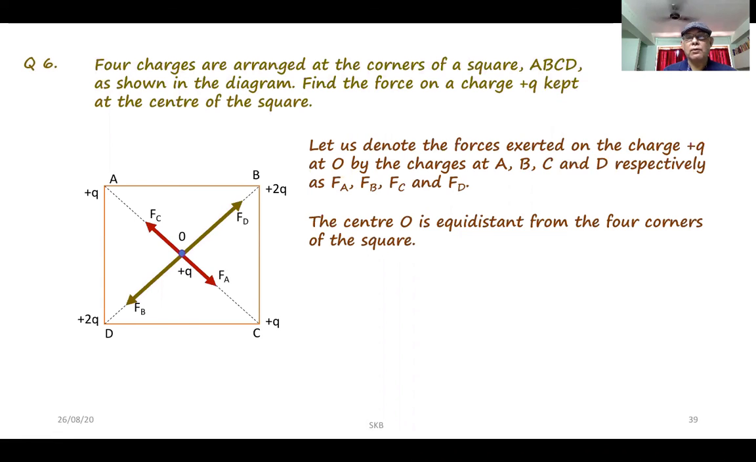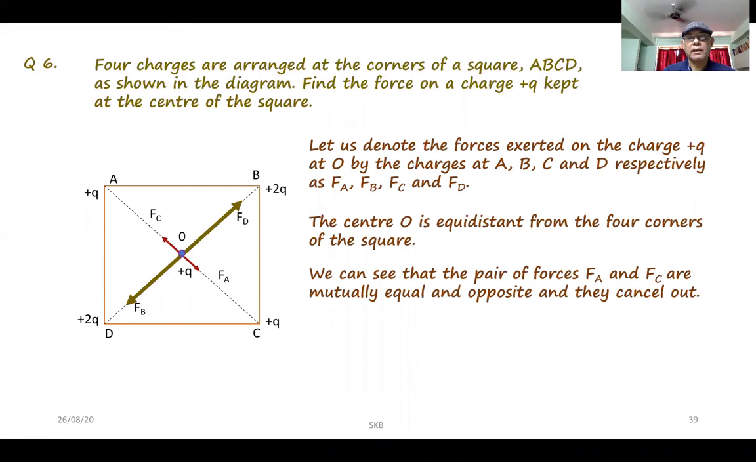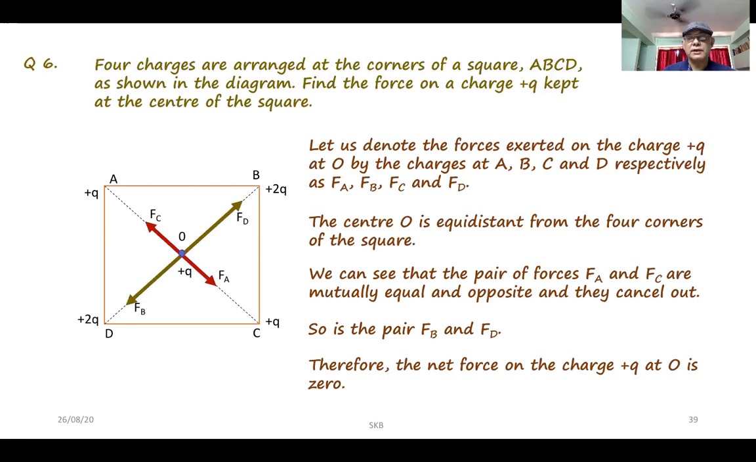The center O is equidistant from the 4 corners of the square. We can see that the pair of forces FA and FC are mutually equal and opposite, and they cancel out. So is the pair FB and FD. Therefore, the net force on the charge plus Q at O is 0.